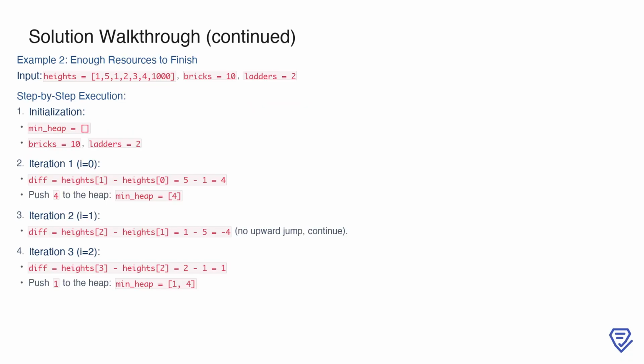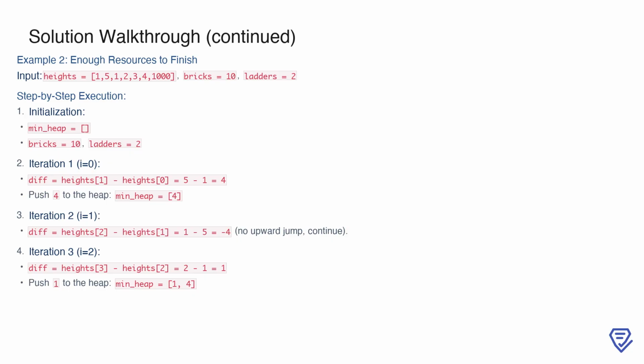Now, let's examine an example where we have enough resources to finish. The input heights are 1, 5, 1, 2, 3, 4, 1000, with 10 bricks and 2 ladders. After initialization, the heap is empty, and we proceed through the steps. In the first iteration, the difference between heights 1 and heights 0 is 4. Since this is an upward jump, we push 4 into the heap. In the second iteration, the difference is -4, meaning no upward jump, so we continue.